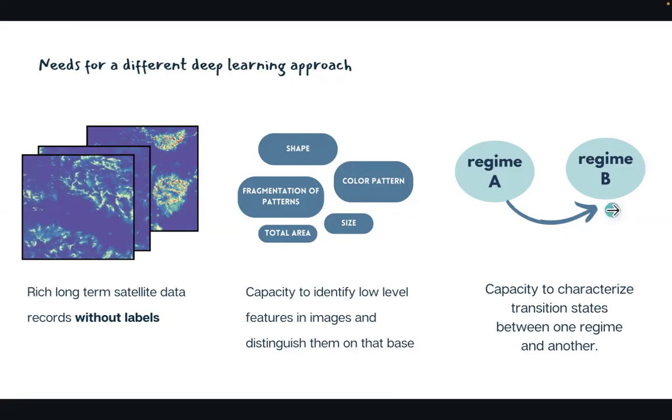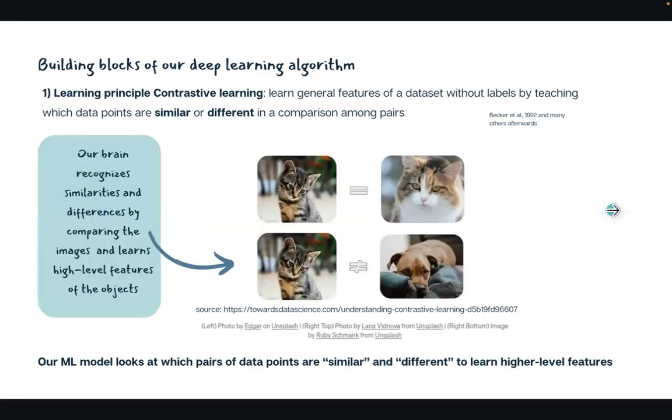So how to do this? The idea was to put together some building blocks for our deep learning algorithm. The first one is that we want to learn by using the principle of contrastive learning. What is contrastive learning? It's basically the idea that we want to learn general features of a data set without labels by teaching which data points are similar or different in a comparison among pairs. So let's make an example.